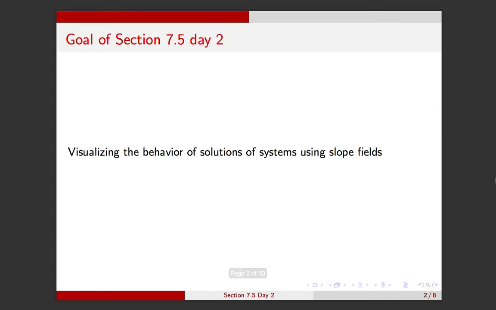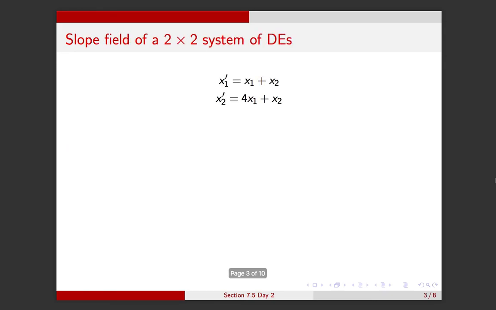All right, so the goal of today is to visualize using slope fields how systems of differential equations behave, or how their solutions behave. Slope fields were a pretty useful tool back in chapters 1 and 2 to give you a visual of how single DEs, their solutions behaved. So now we're going to use the same kind of tool to look at systems.